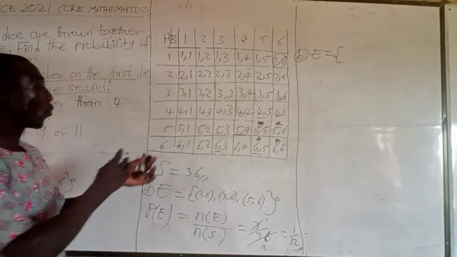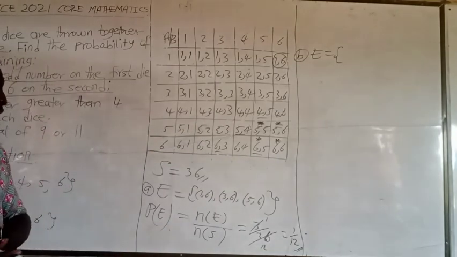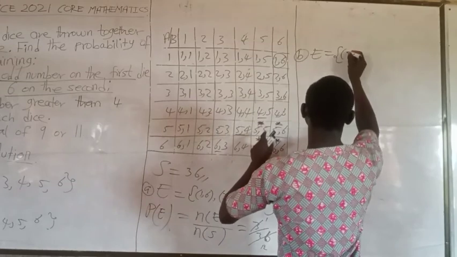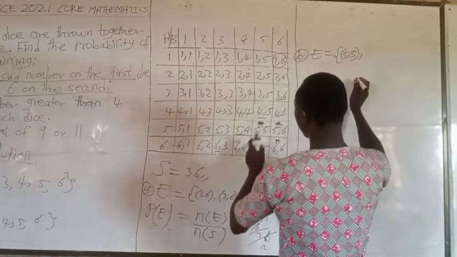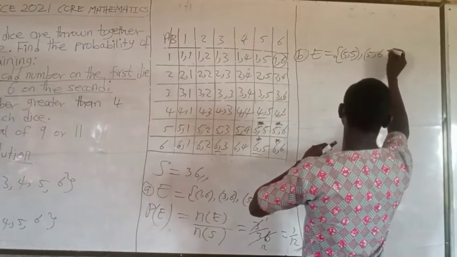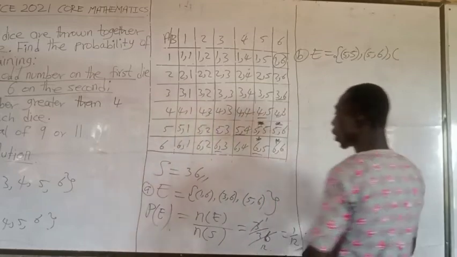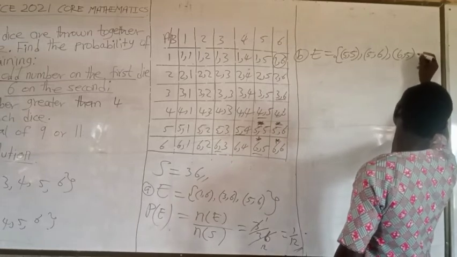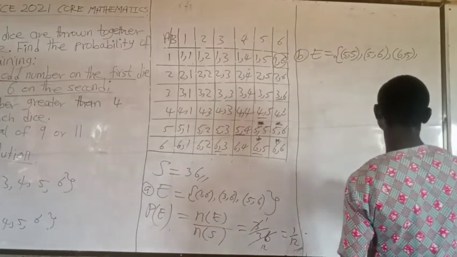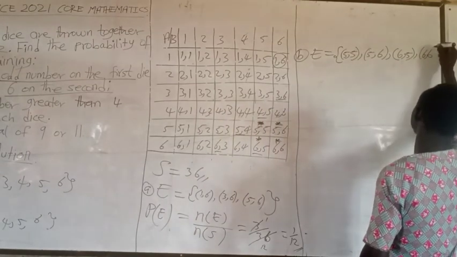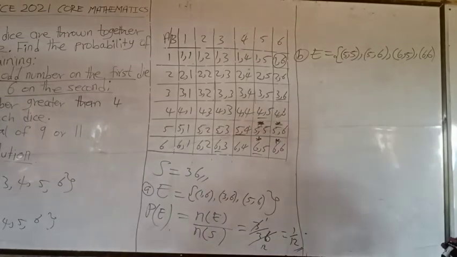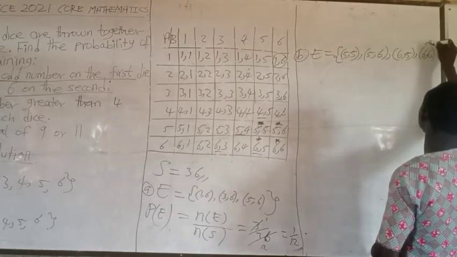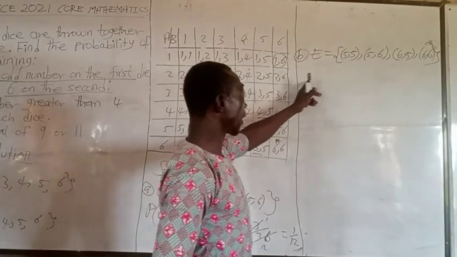So which are the pairs that have the stars on them? We have this, that's 5 and 5. Second, we have 5 and 6. We also have 6 and 5. And 6 and 6 as well. So we now close the set. Now, the event of pairing is this.